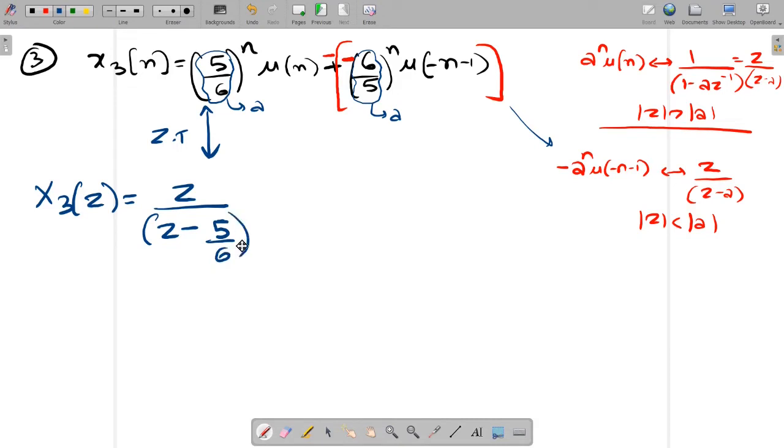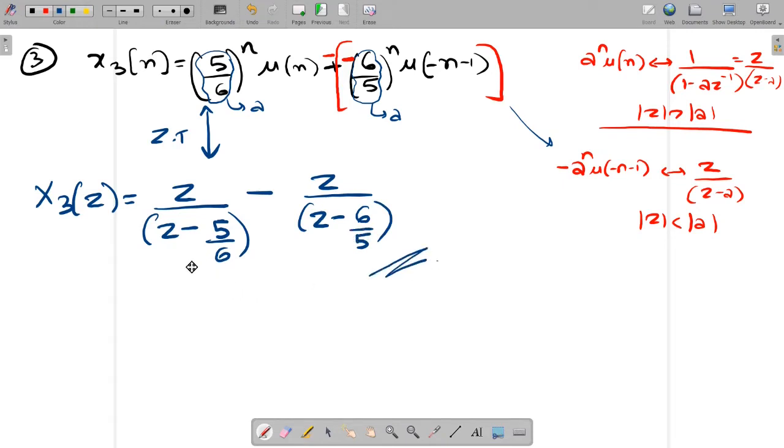Be very careful. This extra minus which you have added now, minus a raised to n u of minus n minus 1. So you will have z upon z minus a. What is a over here? A is 6 by 5. Okay, this is it. This is the answer.